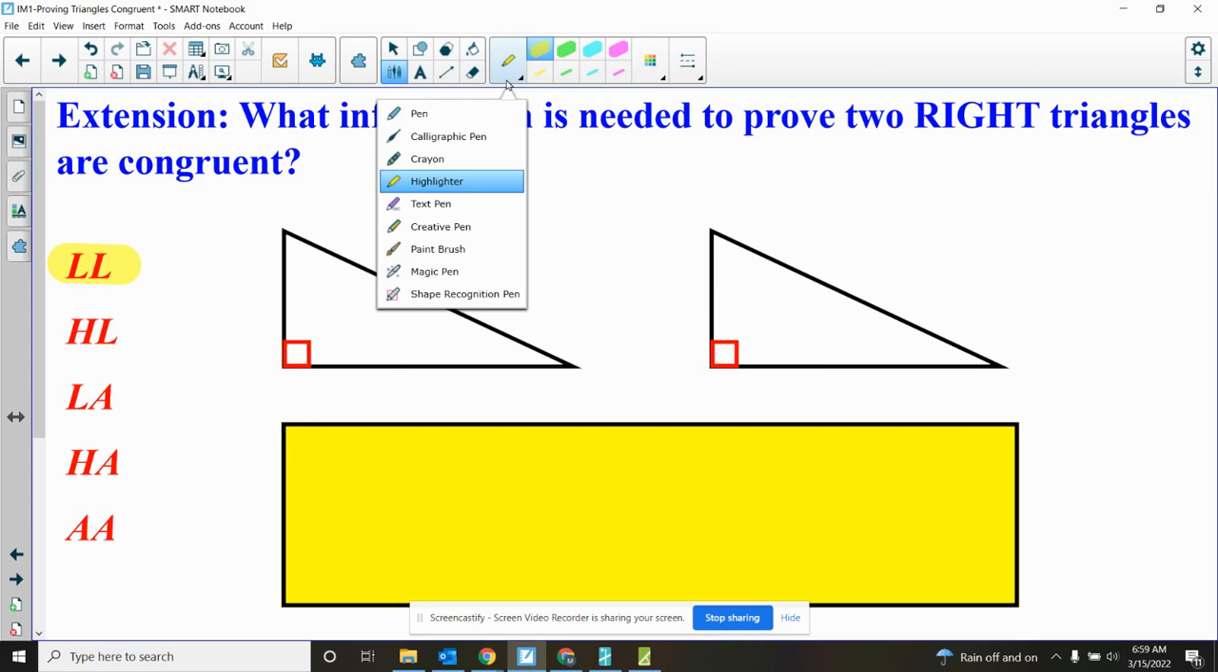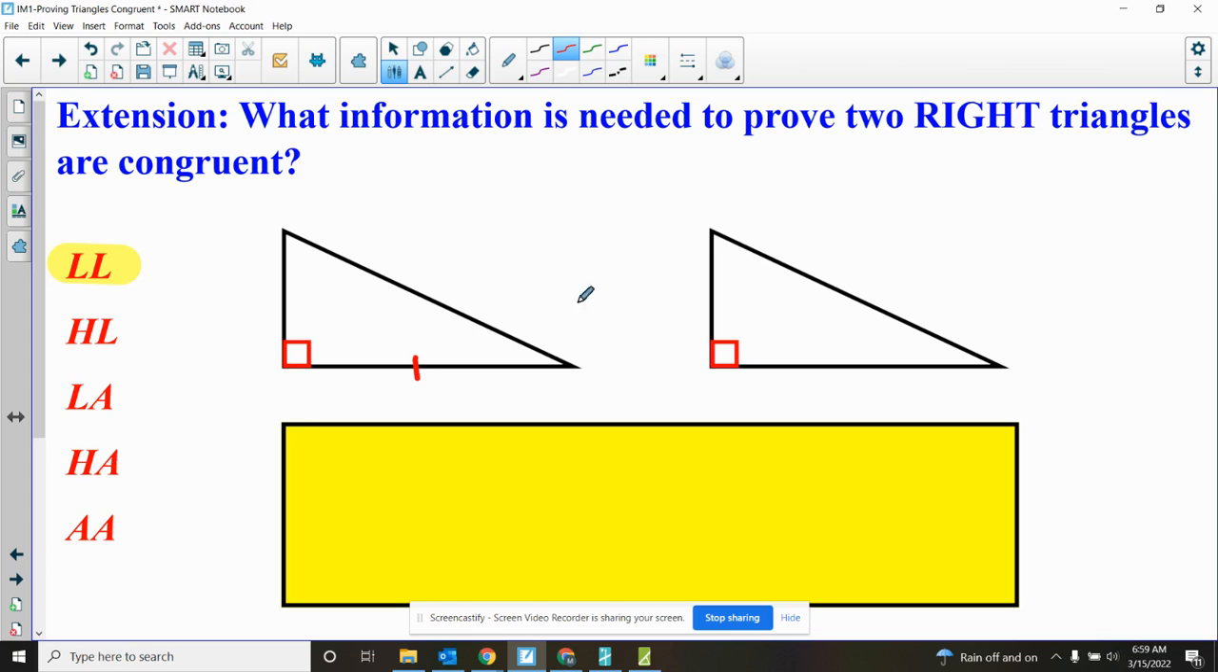If I know that I have a leg that matches and a hypotenuse that matches. So an H and an L. Hypotenuse matches, a leg matches. Is that enough information to prove that 2 right triangles are congruent? I want you to think for a moment about your Pythagorean theorem. That's the one that says that, hey, a squared plus b squared equals c squared.